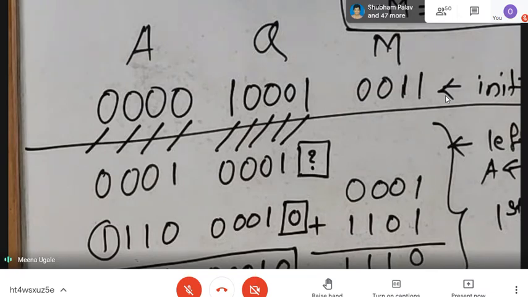Here I'm completing my first cycle. Similarly, you go for second, third, fourth, fifth. I'm not writing all cycles. If you want the result of every cycle, you tell me. I will write only that part.